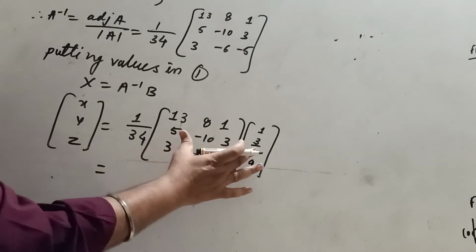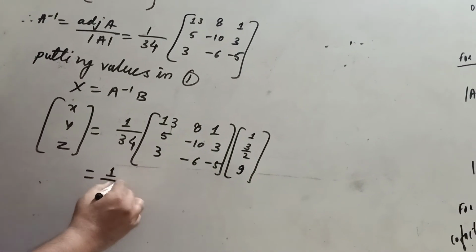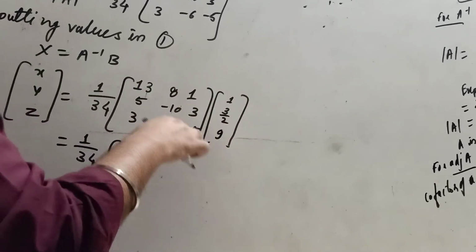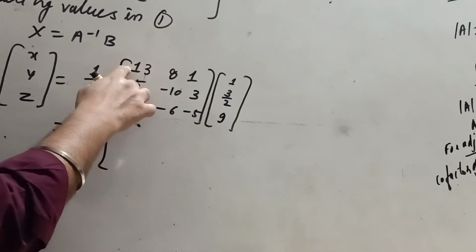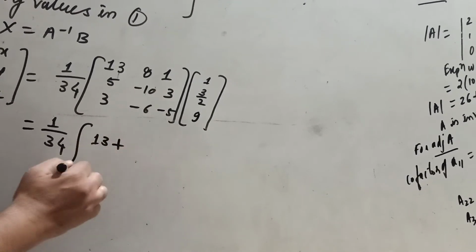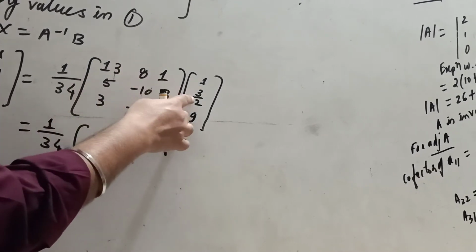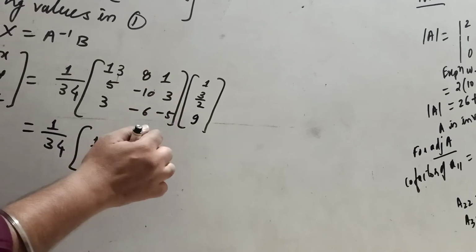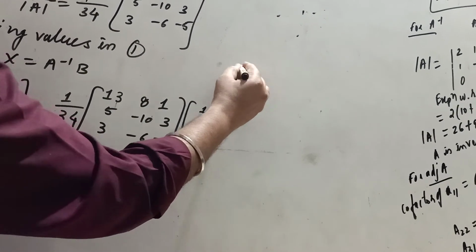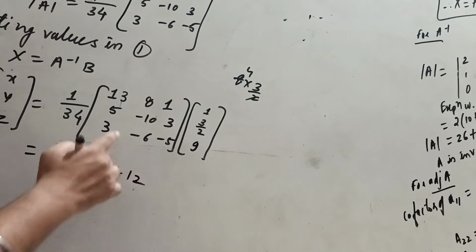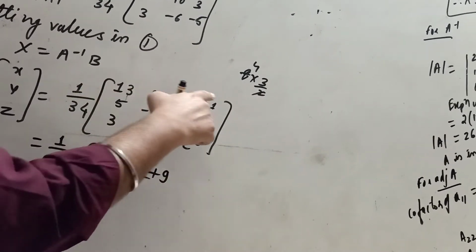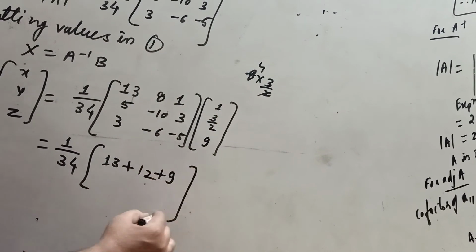Now we have to multiply these two matrices. Thereafter we'll take 1 upon 34 inside. First row, first column: 13 ones are 13. Plus sign in between, 8 into 3 by 2, this is 12. Now 1 into 9, 9. This is first row, first column. Now we don't have another column.